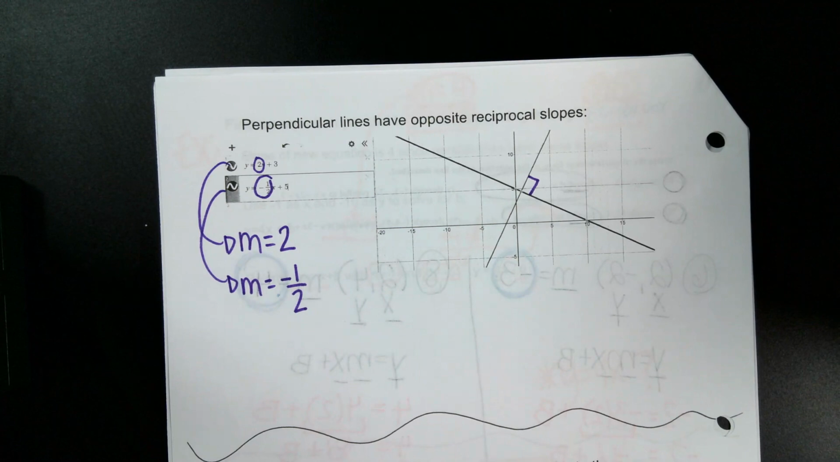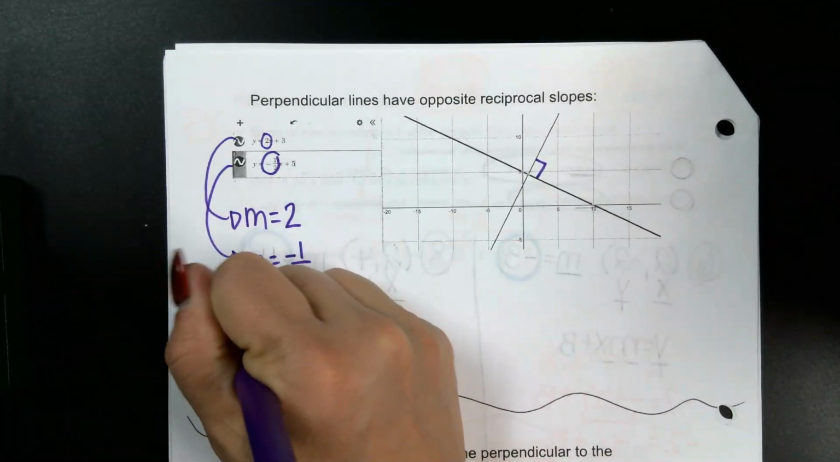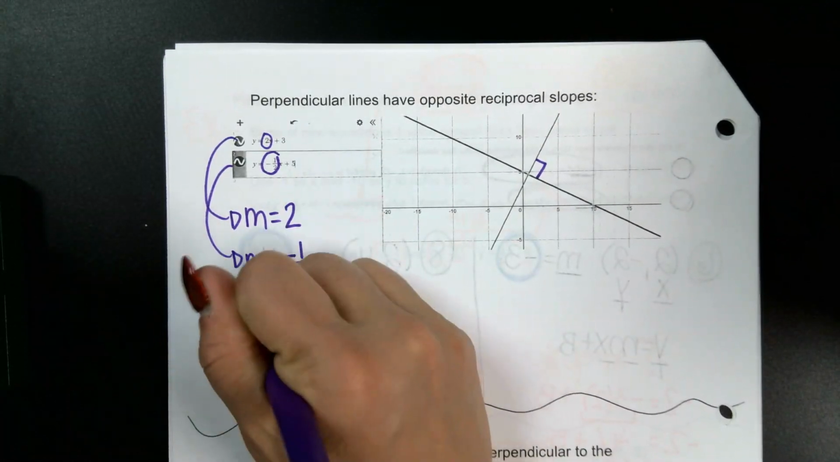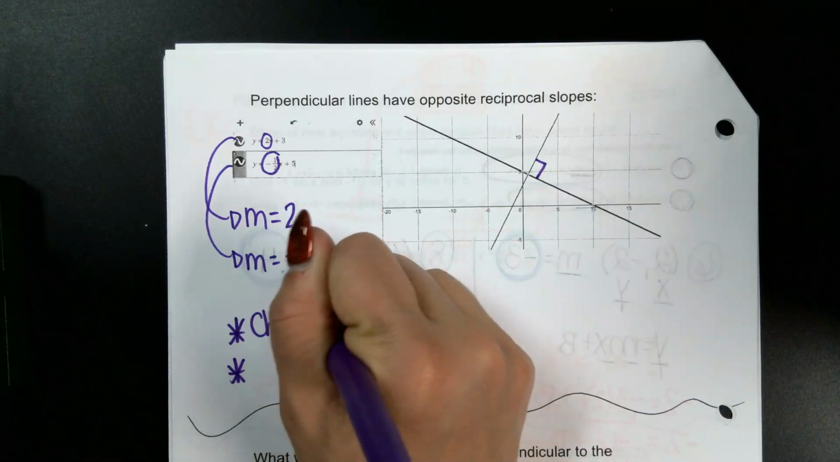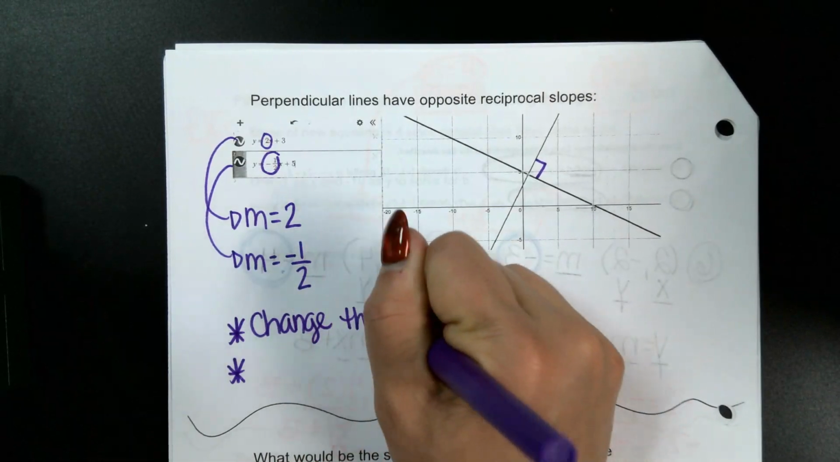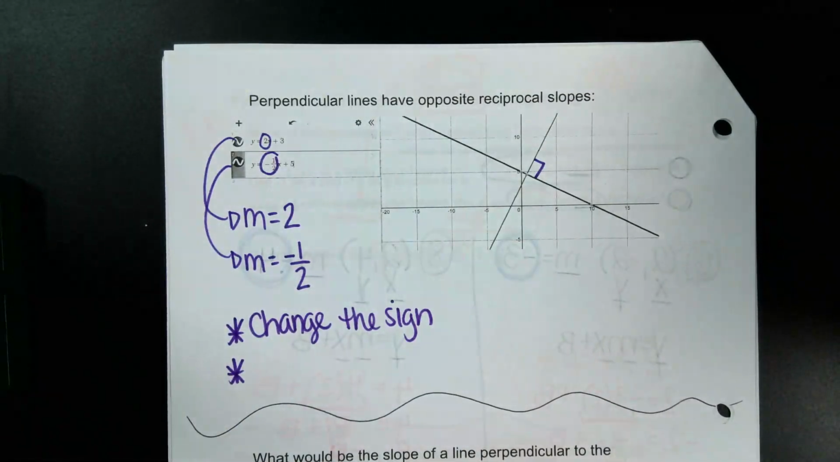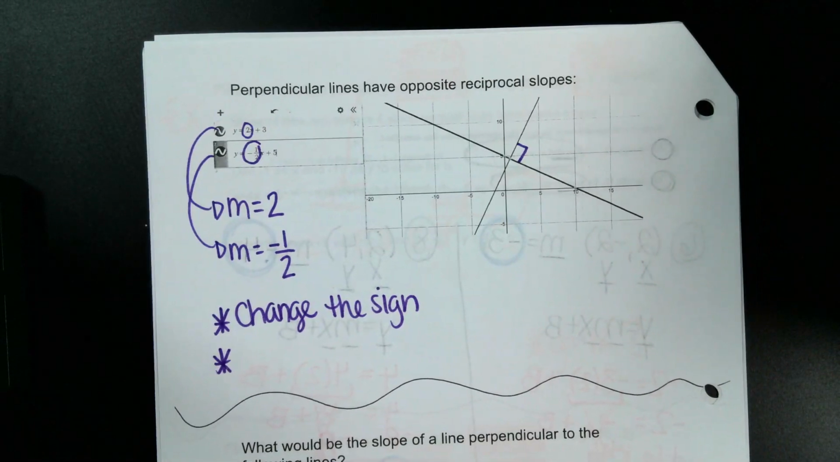Okay, so I want you to write these two things down. We will always change the sign. So if the original slope is positive, we're going to make it negative. And if the original slope is negative, we're going to make it positive. So you always want to change the slope.